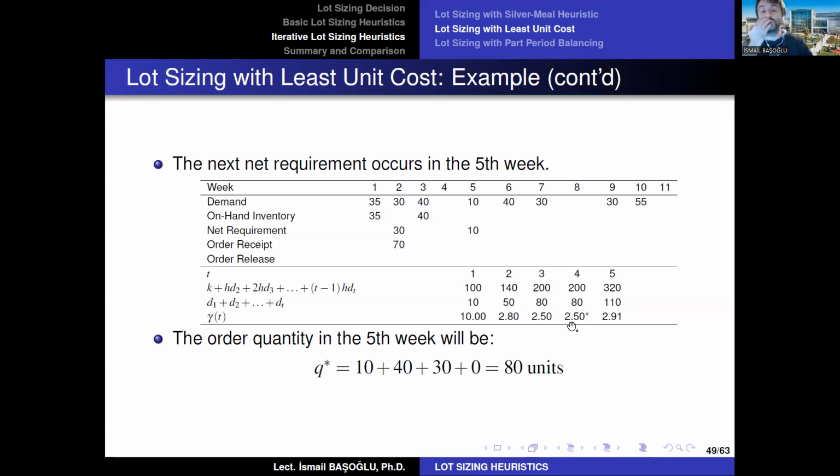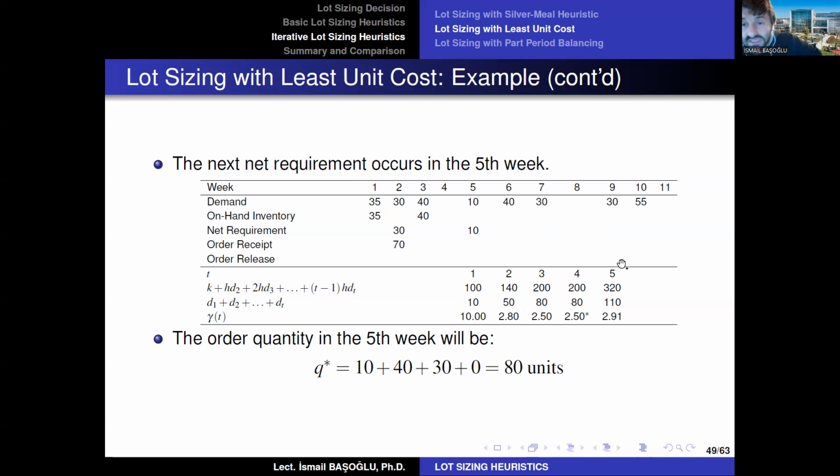200 divided by 80 is 2.50. And if your order also spans the 8th period, there will be nothing affected in cost calculation and in demand calculation as well because the demand is 0 here. The average cost per unit will remain 2.50.